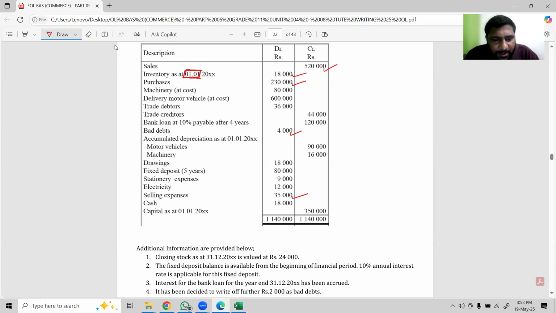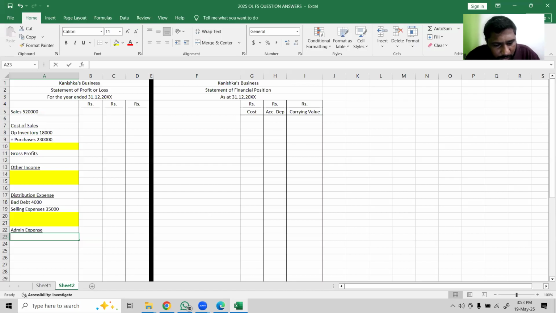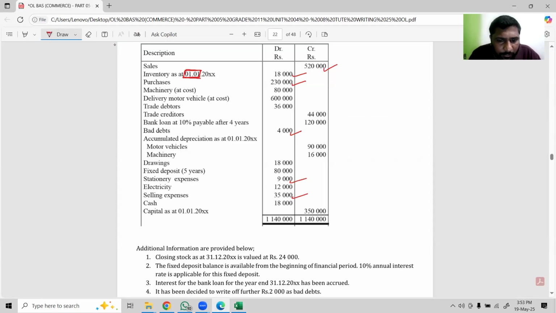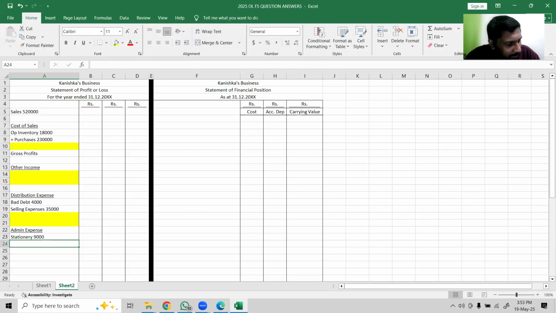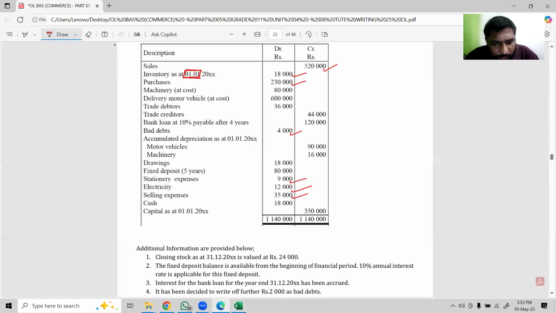So what are the admin expenses that we have? One is stationery 9,000. Electricity 12,000. That's all.